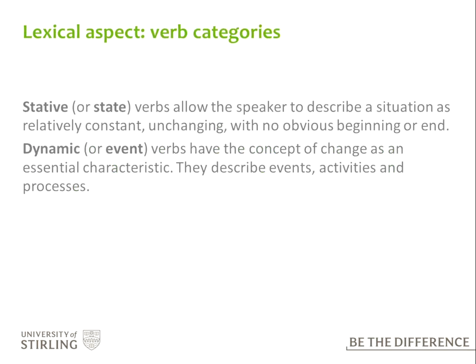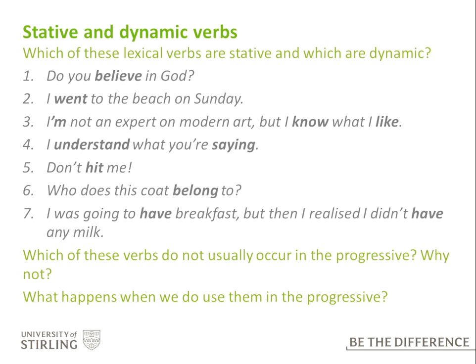Now, verbs can be divided up into state verbs and dynamic verbs. So stative verbs allow the speaker to describe a situation as relatively constant, unchanging, with no obvious beginning or end, whereas dynamic verbs have the concept of change as an essential characteristic. They describe events, activities, processes, and we'll look at them in more detail. So first of all, see if you can decide which of these verbs are stative and which are dynamic, and then see if you can answer the two questions underneath.